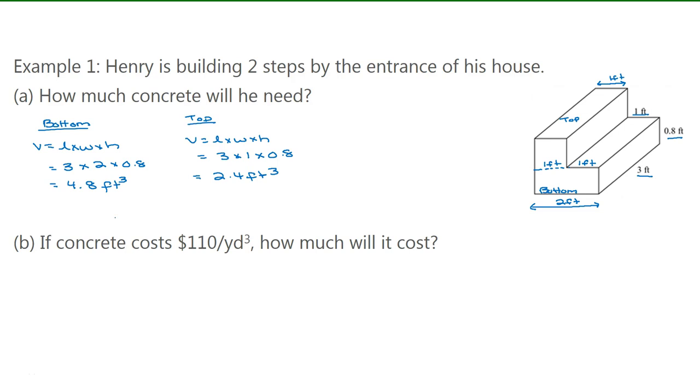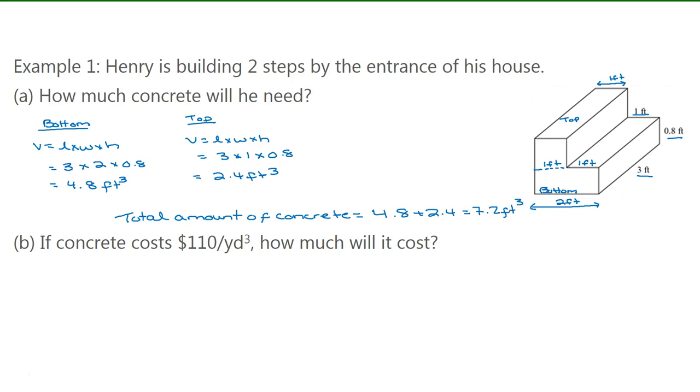So now the total amount of concrete needed for those steps is going to be the sum of those 2 volumes. So 4.8 plus 2.4, which is 7.2 cubic feet.